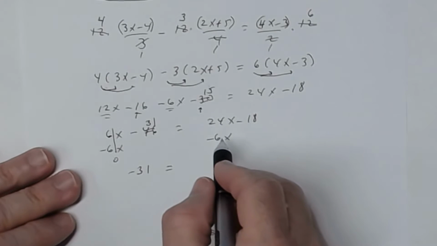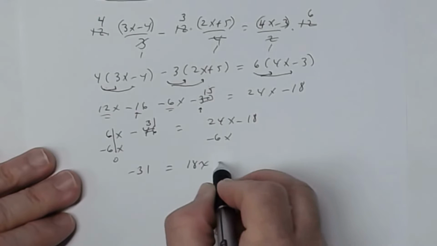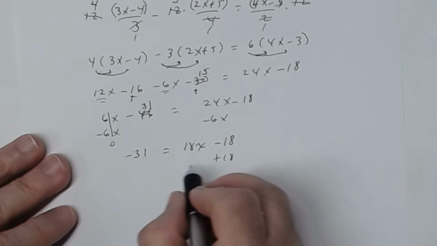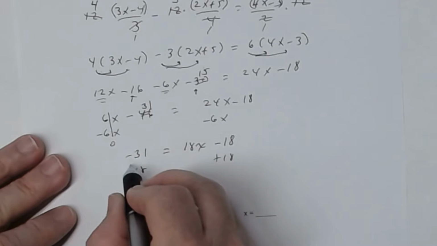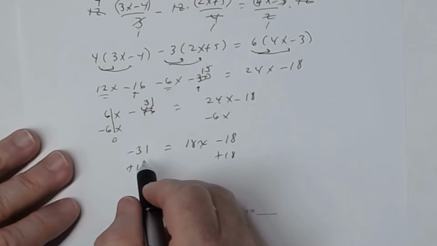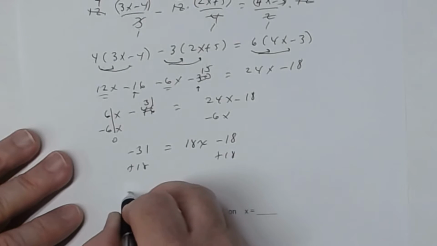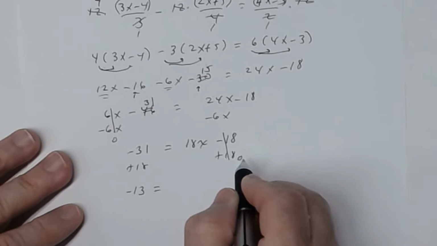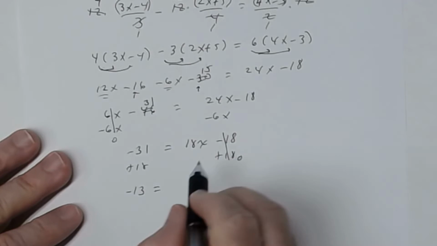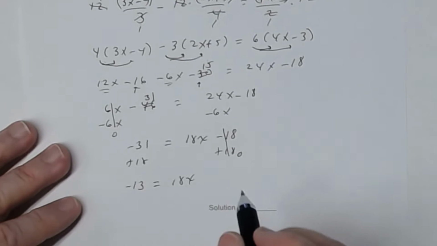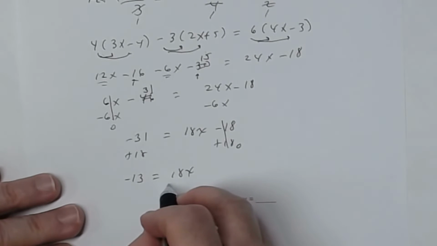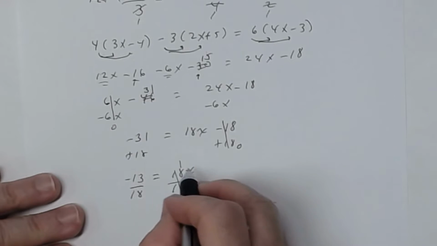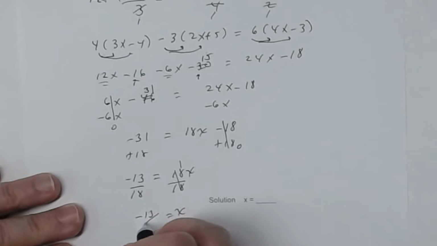Now 24x minus 6x is 18x minus 18. And then adding 18 to both sides, because right now I'm subtracting, so I have to add 18 to both sides. Once here, once there. A negative 31 and a positive 18 is a negative 13 equals. Negative 18 and a positive 18 are opposites, so when I add them up, I get 0. And I get 18x. Finally, to get x by itself, divide both sides by 18. 18 divided by 18 is 1, and 1 times x is x, equals negative 13 18ths.